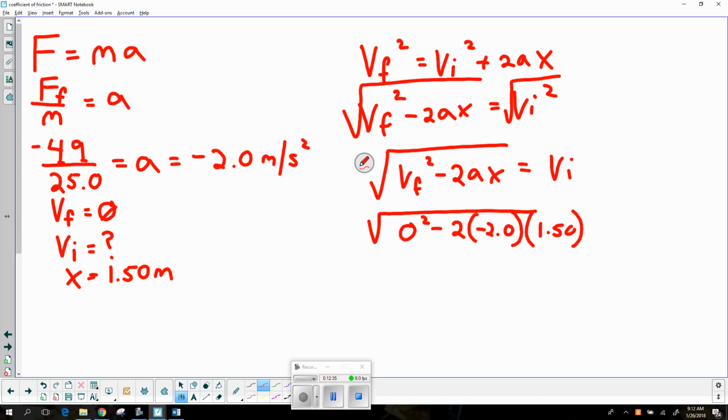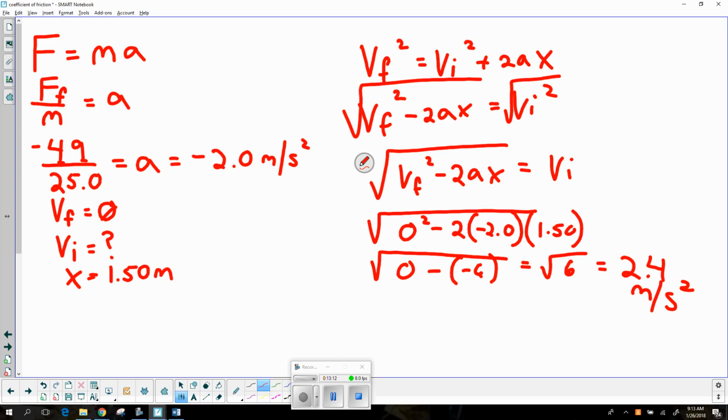And when I do this, I get 2 times 1.5. I get the square root of 0 minus a negative 6, which is going to be the square root of 6, which is going to be, with 2 sig figs, 2.4 meters per second squared. So taking a look at this, oops, not meters per second squared. Oops, made a mistake. Meters per second, because this is initial velocity. My crate was moving at 2.4 meters per second before I stopped pushing it.